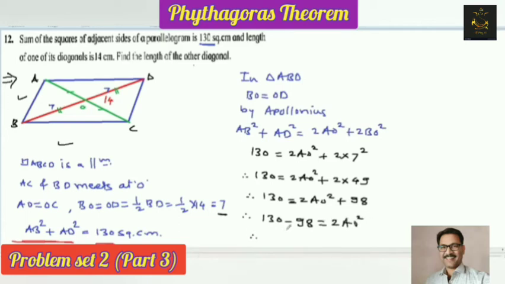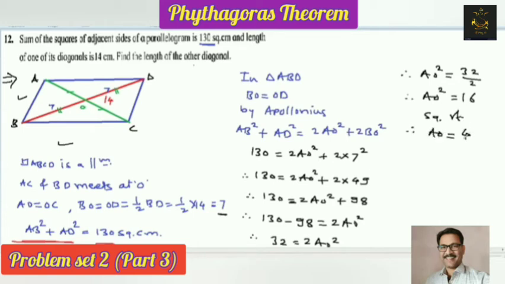So tell me how much? This is nothing but 32 is equal to twice of AO square. Therefore, you can write here now AO square is equal to 32 upon 2. Here it is AO square is equal to 16, taking square root to both sides. So what you can write now? AO is equal to 4.